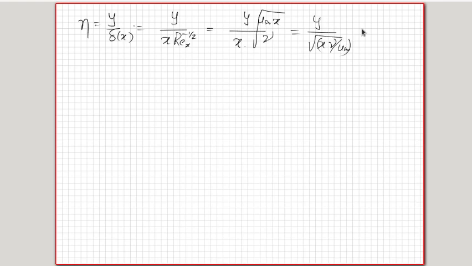Okay, so this is the expression that you would basically get. Or you can write the same thing with u infinity at the top also. So this will be y multiplied by square root of u infinity by nu x. Okay, so this is the expression for the non-dimensional variable eta.